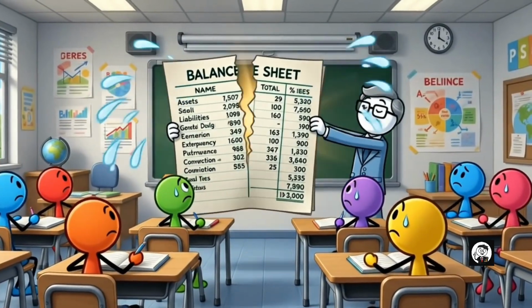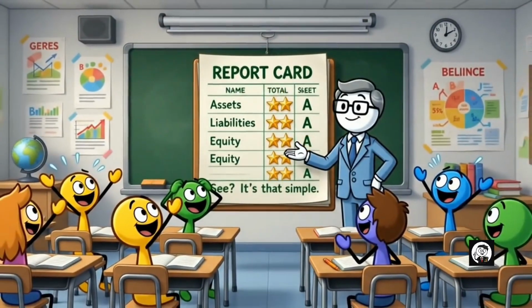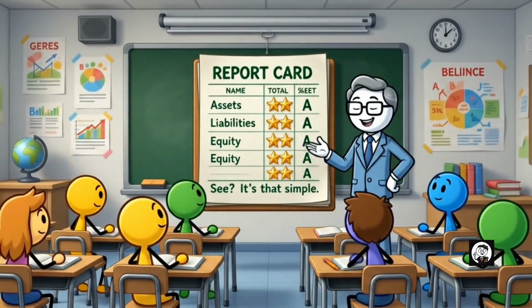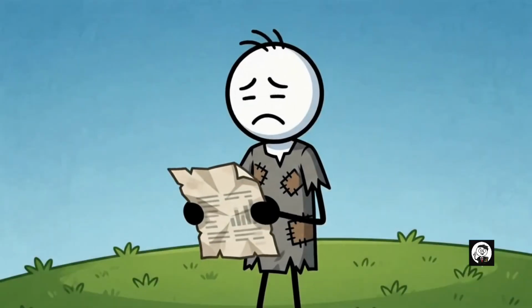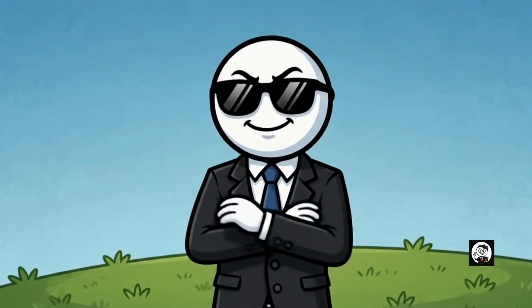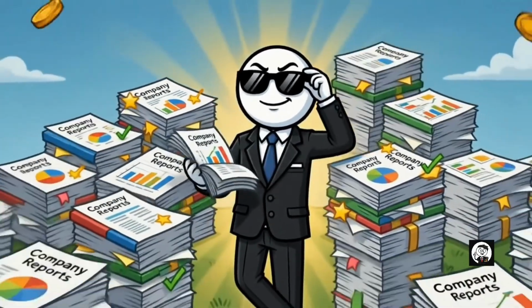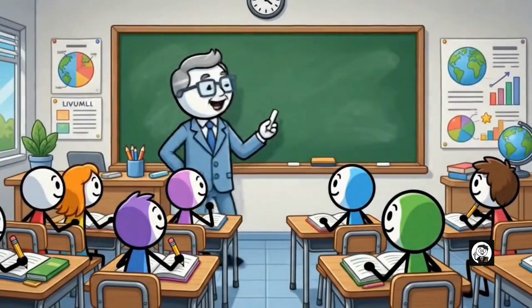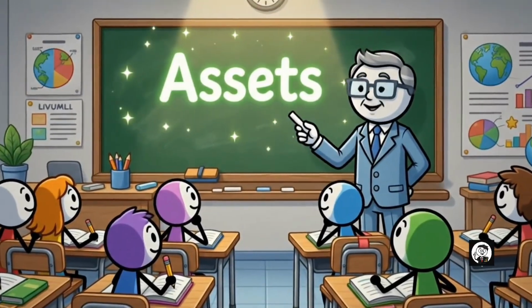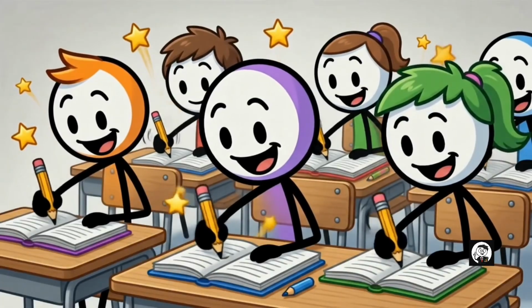But here's the secret. A balance sheet is simply a company's report card. Nothing more, nothing less. And after this video, you'll read one like a billionaire investor. Every balance sheet has only 3 parts: assets, liabilities, and equity.